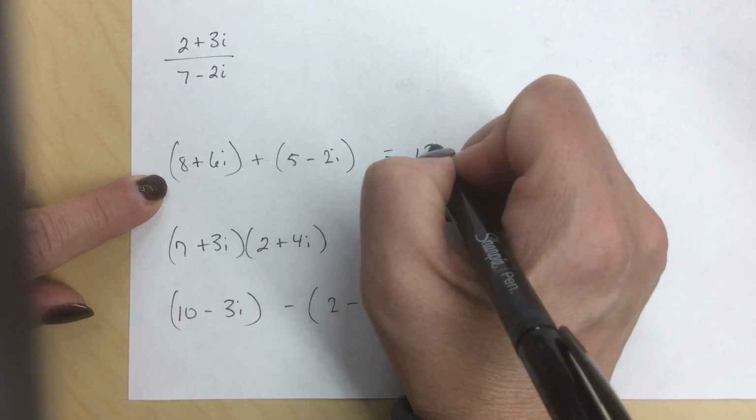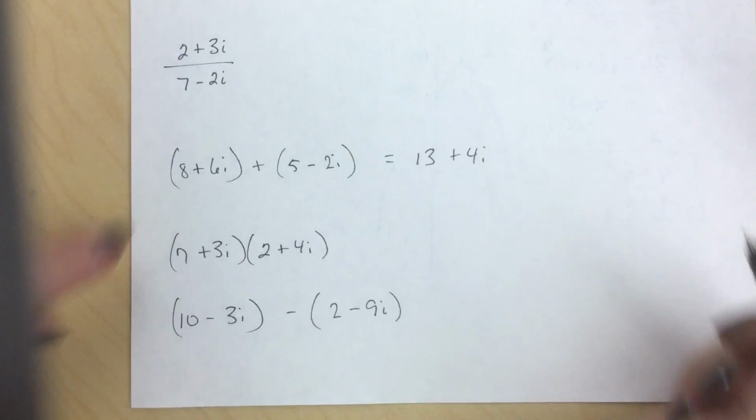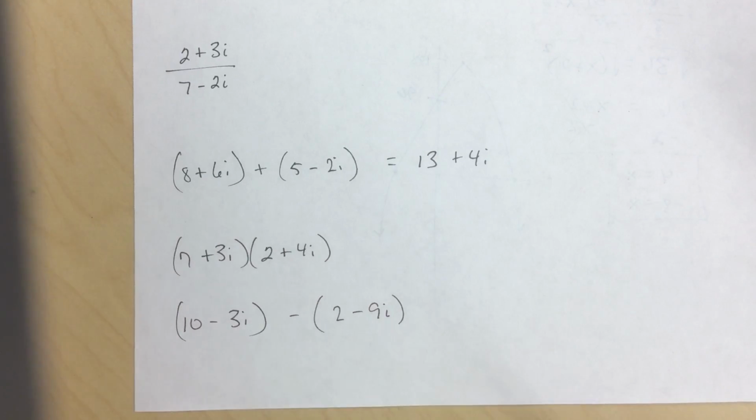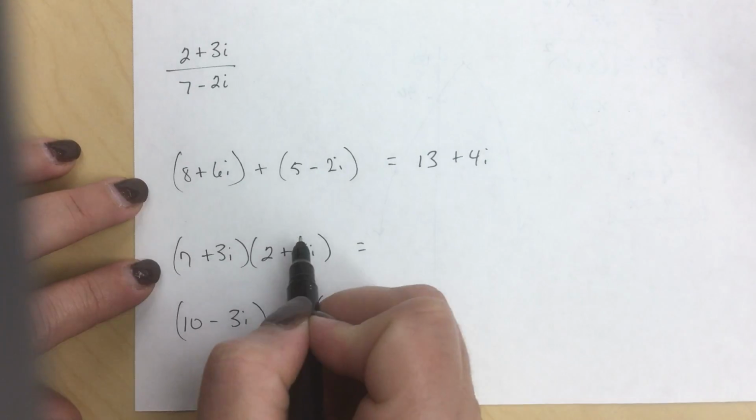8 plus 5 is 13. 6i plus -2i is 4i. Please do not overthink that and do too much to it. If it's addition, add the terms, okay? Now this one is multiply, so you need to distribute it out.